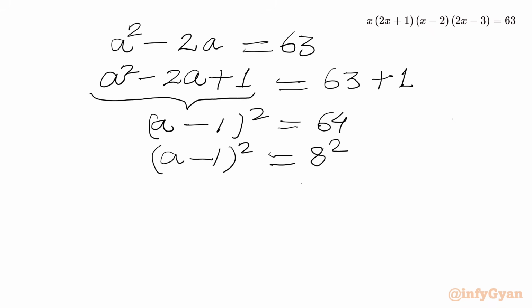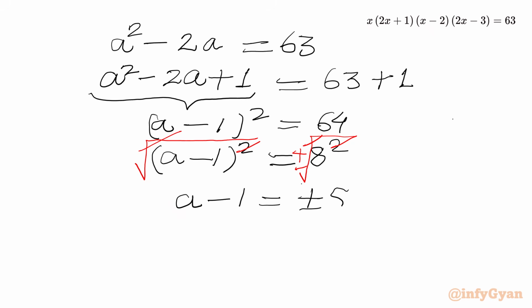Now we have squares on both sides, so we can take the square root. So we have to put a plus minus sign on the right hand side. Now we will cancel the square root with the square from LHS and RHS. So we will write a minus 1 in LHS, and there would be plus minus 8 in RHS. Now we will add 1 to both sides. So we will get a equal to 1 plus minus 8.